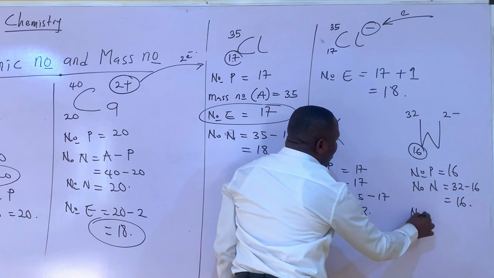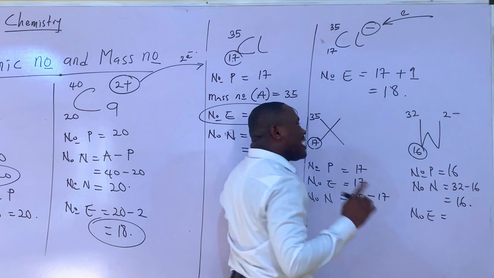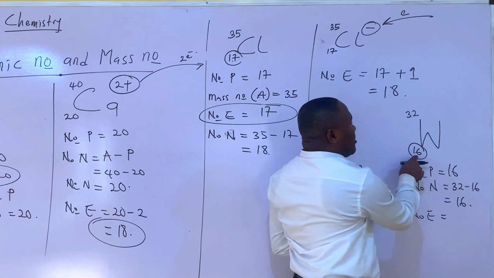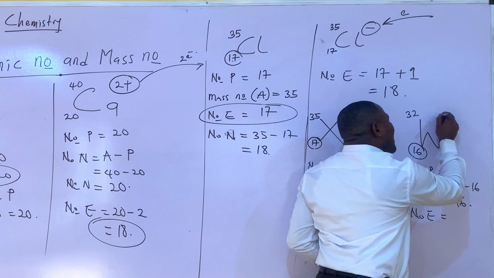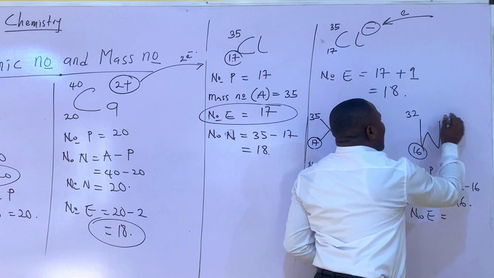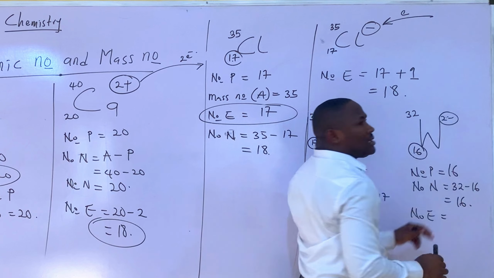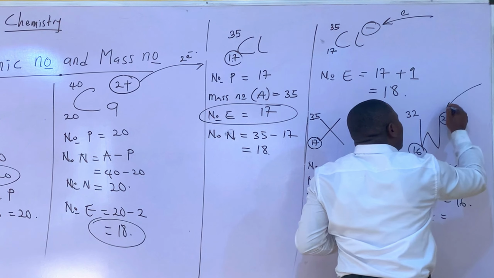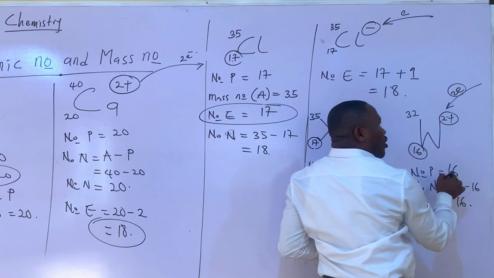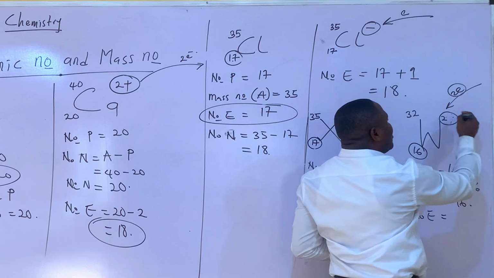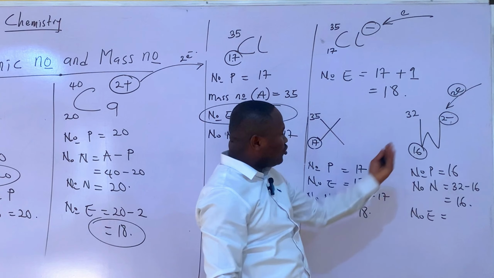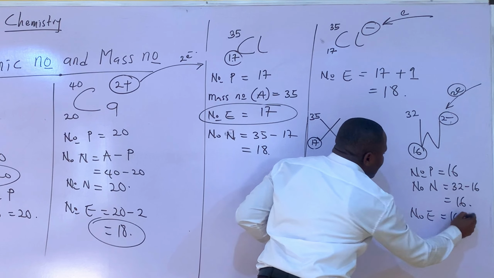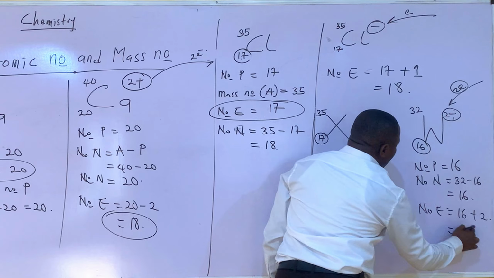But what about the number of electrons? What would it have been if there was no minus 2 here? Number of electrons would have been 16. Now that there is 2 minus, it means that this atom of an element is receiving 2 electrons. If it was plus, it is giving out 2 electrons. So 2 minus is receiving 2 electrons. So ordinarily it would have been 16, so number of electrons is now 16 plus 2, which equals 18.